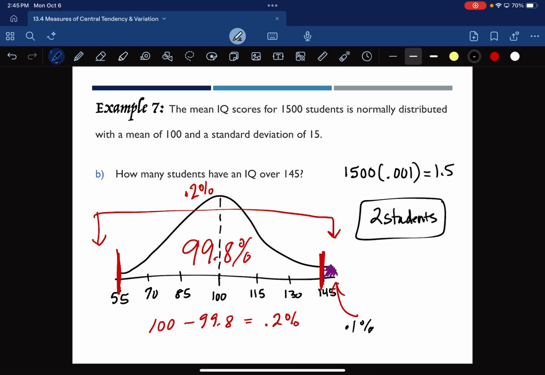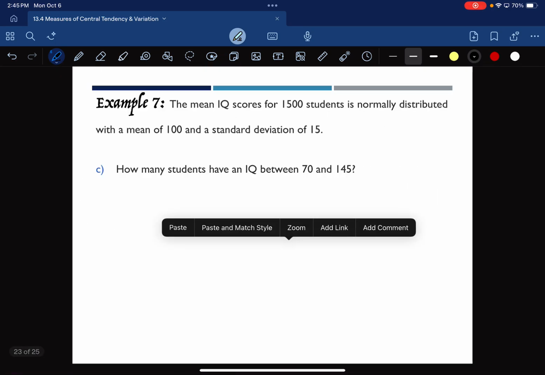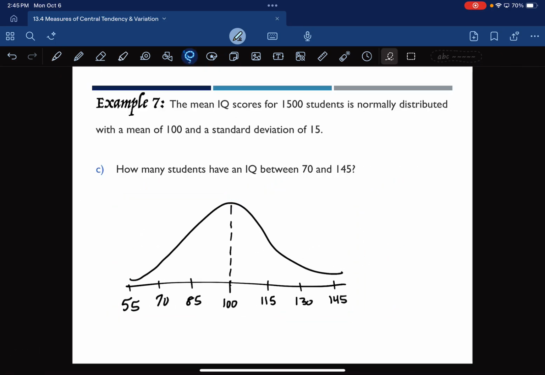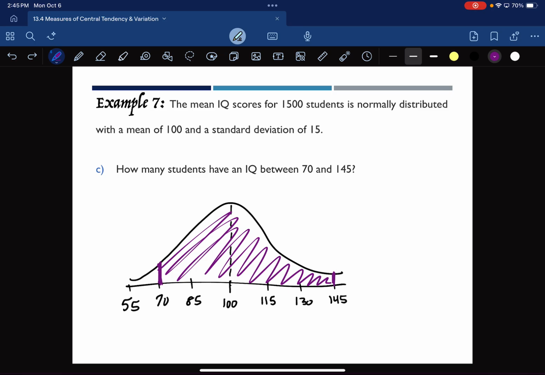Okay, I think we have one more question on the normal distributions, and then we'll pick up next time with the rest of this section. Same information, but this one is asking us to go from 70 to 145. This is a little awkward. Why? Right. I'm 3 standard deviations on the right, Savannah, and I'm 2 standard deviations on the left.